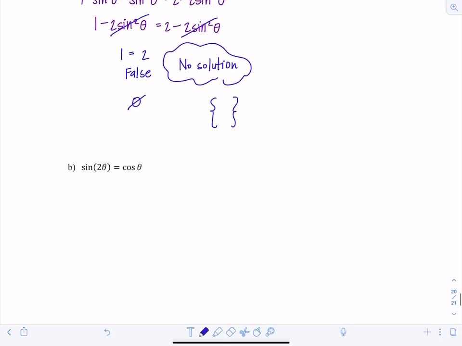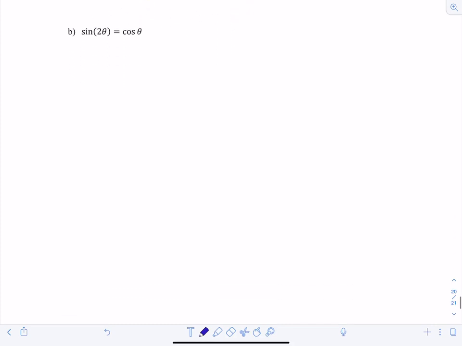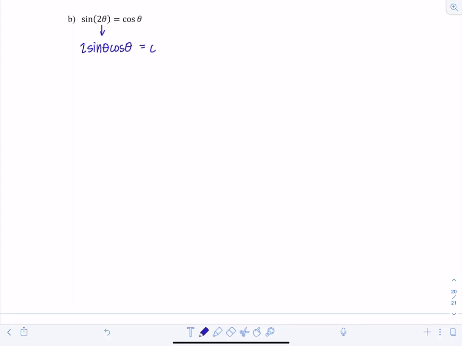All right, that wasn't very satisfying. I don't like it when I don't get a solution, usually. So let's do another one. Sine 2 theta equals cosine theta. So first thing, let's use our double angle identity. So this is going to be 2 sine theta cosine theta equals cosine theta.